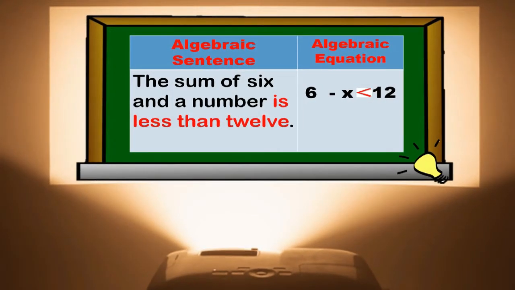I have here another example. The sum of 6 and a number is less than 12. So class, if we are going to translate it into an algebraic equation, this will become 6 plus x and then the sign of less than 12. So that's it, class. The sum of 6 and a number is less than 12, to write into an equation, that is 6 plus x less than 12.